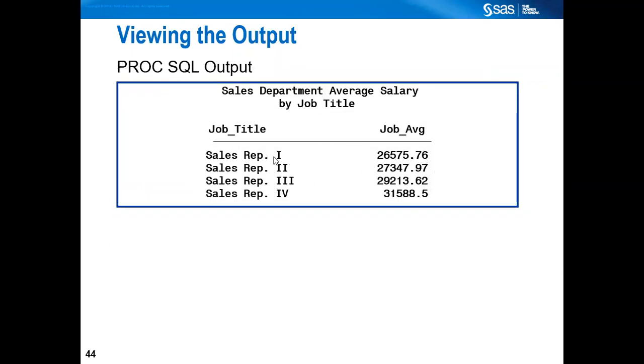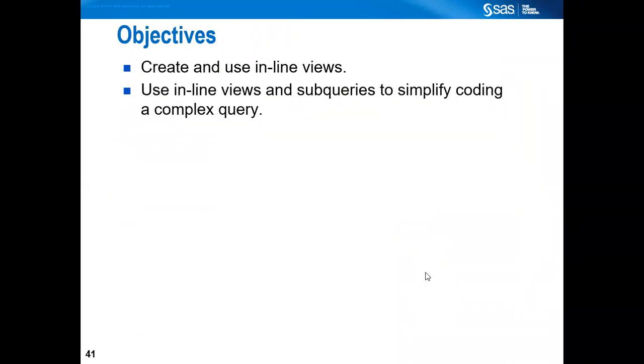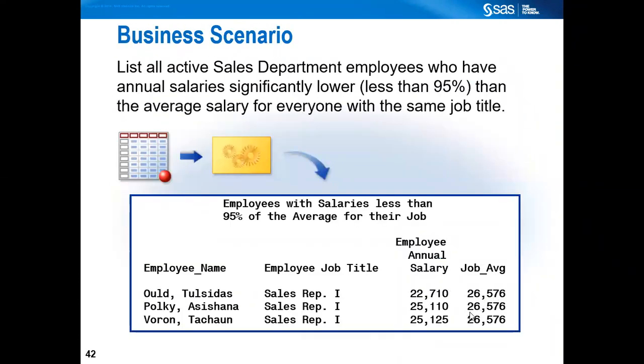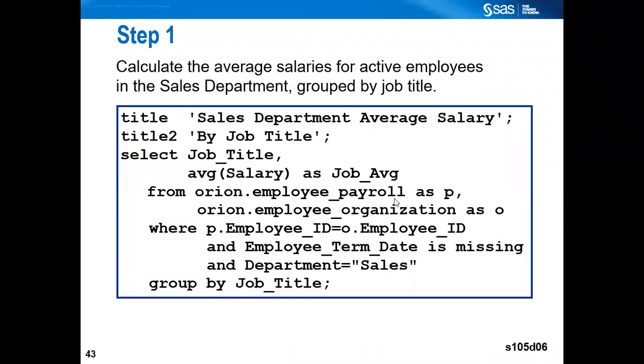So you're getting, for every job title, its average salaries. Within the same job title, you want to find out any employees who are earning less than this average salary, for sales representative 1, for sales representative 2, and that is what is required. So compared to the average salaries, who are earning less than that, significantly lower, 95% for individual employees. So first we calculated average salaries within every job title, hence you had grouped it.